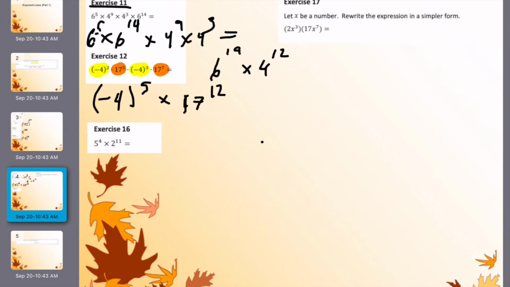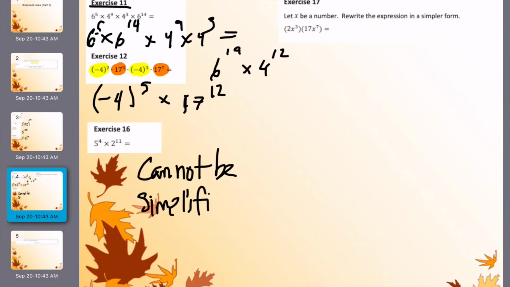Exercise 16 is a little tricky though, because I have 5 to the 4th times 2 to the 11th. Well, there's nothing that I can do to make my bases 5 and 2 to be the same thing. So therefore, there is no answer, or I cannot simplify it. Cannot be simplified. Not the same bases.